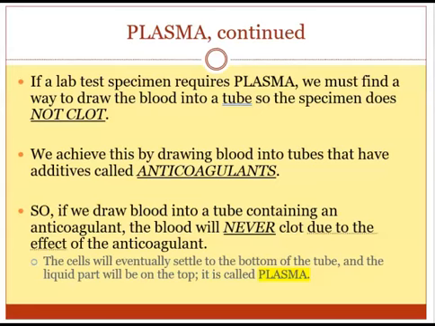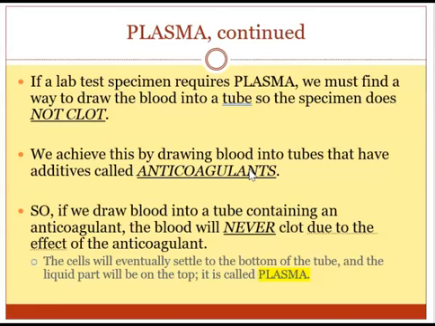So we've already talked about this a little bit, but if a lab test specimen requirement is plasma, we must find a way to draw that blood into a tube that allows that specimen not to clot. Okay, we don't want to clot if we want plasma. So to achieve this, we must draw it into a tube that has an additive that's called an anticoagulant. So no clotting. So we draw the blood into a tube containing anticoagulant, so the blood will never clot due to the effect of the anticoagulant.